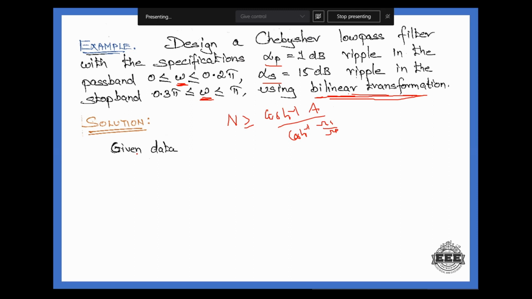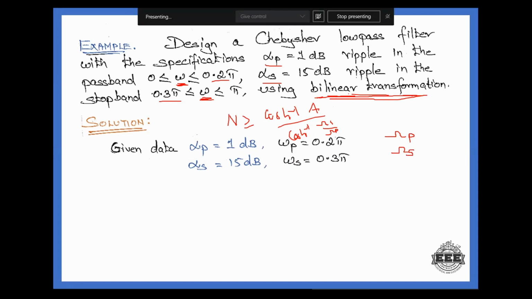Okay sir. Okay, fine. So here from the given data we determine the attenuation values alpha p and alpha s. Then the frequency values which have been given in digital: omega p is 0.2, that is the pass band frequency, and this is the stop band frequency, omega s. So what we have to do is convert this digital frequency into analog frequency. Analog frequency is represented like this: ohm p, ohm s.